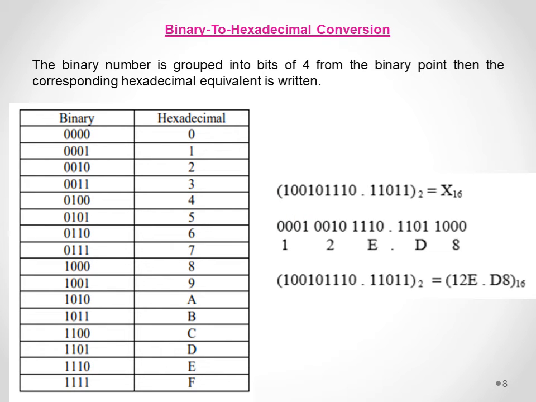This is the way. Now coming to the fractional part. We are grouping the first 4 bits. Then one is left. We are adding 3 zeros here like this. So now write the equivalent number from the table. Then we will get the answer 12E dot D8 in hexadecimal form.